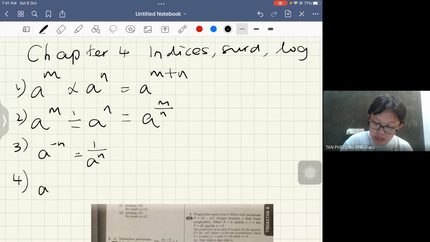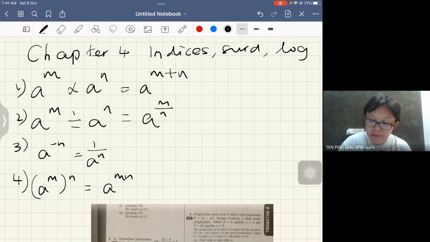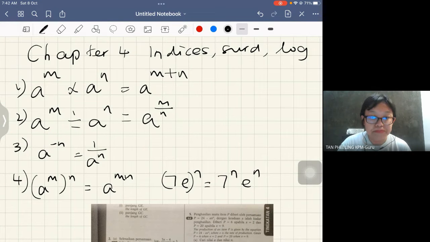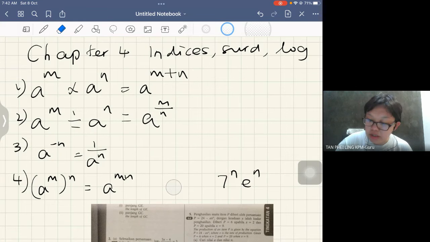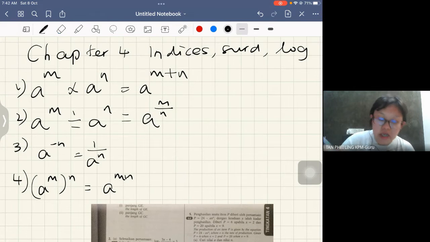If I have a power m holding power n, everything inside will have to be multiplied with the power n, giving a power mn. So for example, if you have 7 times e power n, then it will have to be 7 power n times e power n. Is everybody okay, right? This is an example, because I want to clarify very clearly so that you won't get confused. So we move on to the next one, which is number 5.